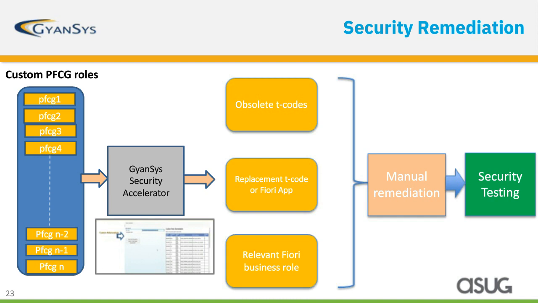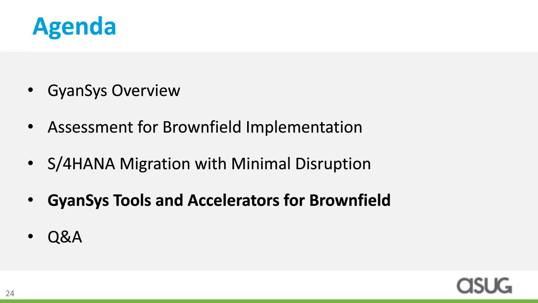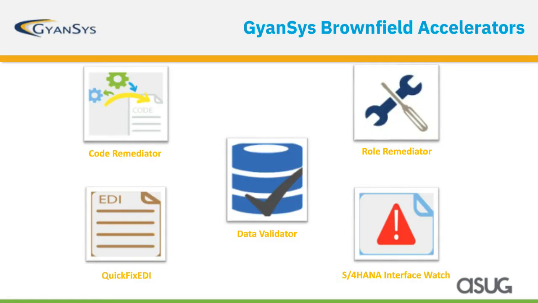So now we are coming to a section where we will talk about the GyanSys accelerator. Definitely this is a really exciting thing which the GyanSys team has built. So we are going to talk about 5 accelerators which are relevant for the Brownfield implementation. Although we have several other accelerators also built which are for Greenfield and all other scenarios. But in context of today's presentation, we will talk about these 5 accelerators.